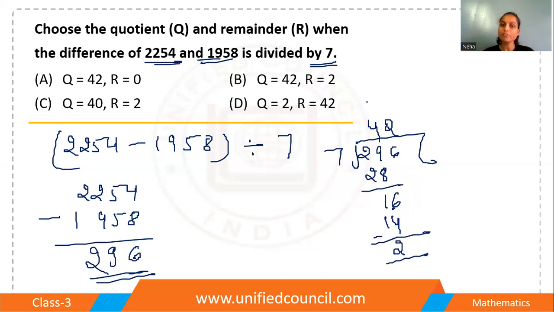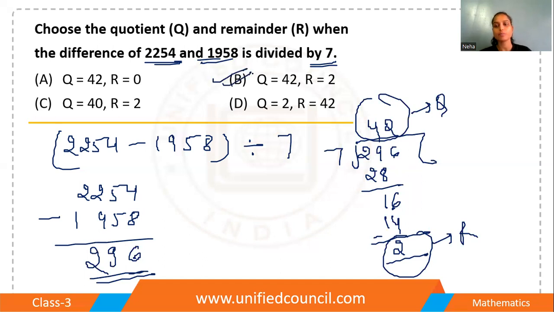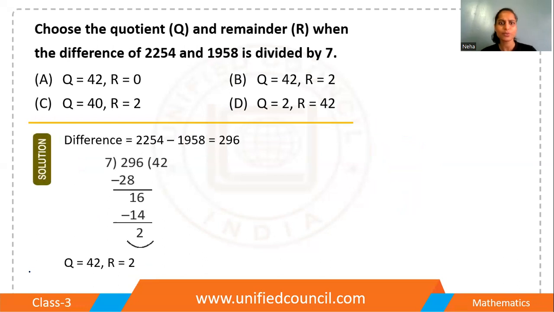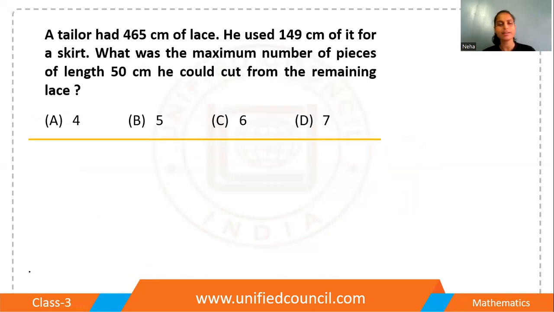So what is the value of the quotient, students? 42. And what is the value of the remainder? This is 2. So the quotient is 42 and the remainder is 2. Yes, that option is the right answer. Nice, this question is also done. This is the detailed solution of the given question. Now, let's jump to the next one.